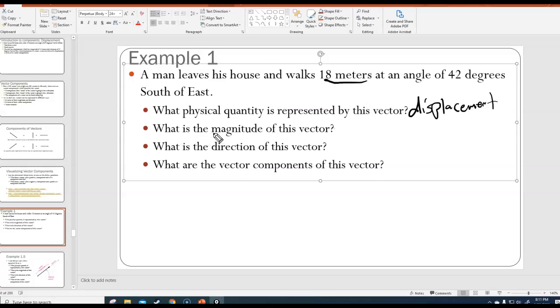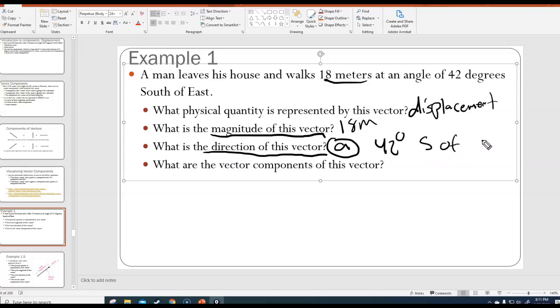What is the magnitude of the vector? Remember, that's just its size. Well, the magnitude of this vector is 18 meters. What is the direction of this vector? Again, it's very common to express direction with an angle. So I would say the direction of this vector is 42 degrees south of east. And that's the direction. Now for the vector components, here's where I need to sketch them. So I'm going to do a quick picture.